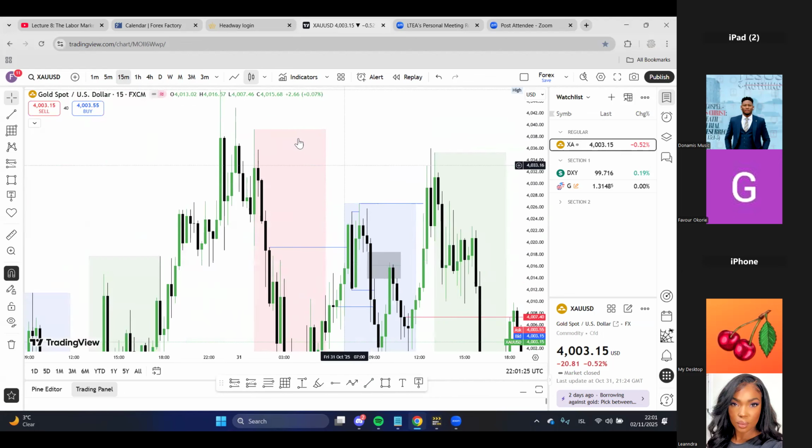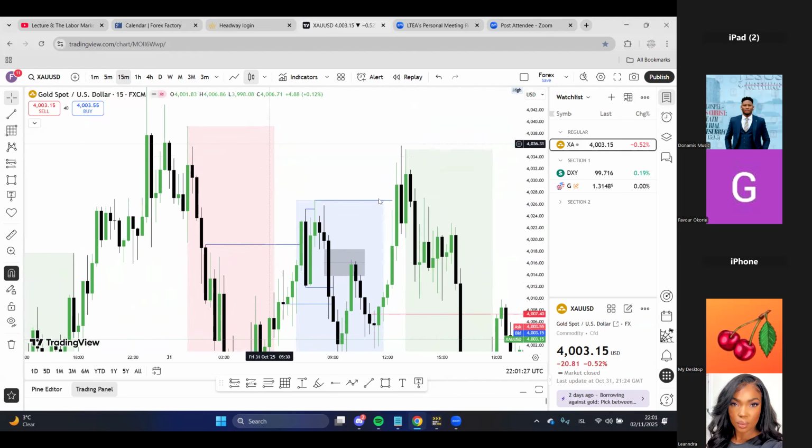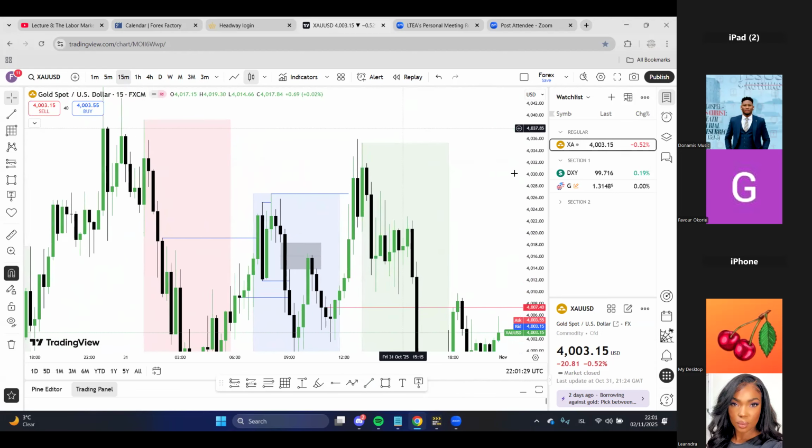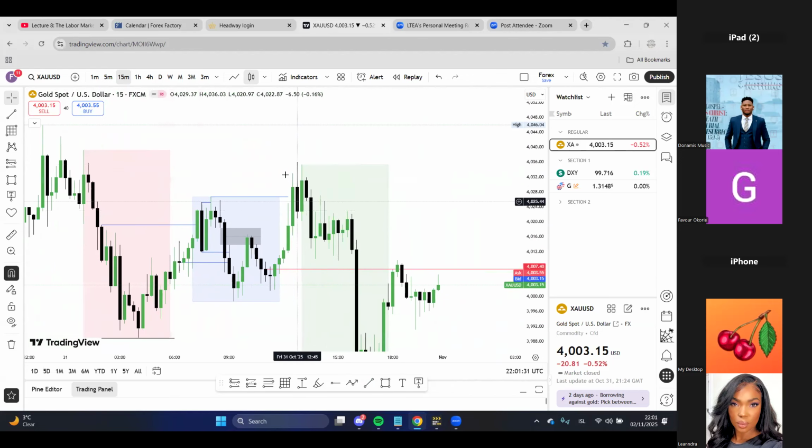But remember, the overall high is still intact. We came for more liquidity. Then again, price moved down, moved higher. Now we have a shift in market structure.